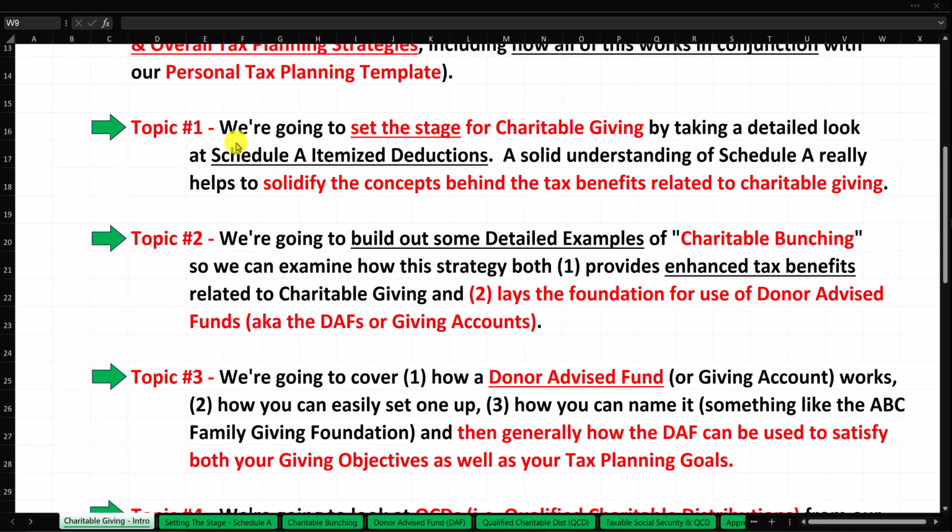So topic number 1, we're going to set the stage for charitable giving by taking a detailed look at Schedule A itemized deductions. A solid understanding of Schedule A really helps to solidify the concepts behind the tax benefits related to charitable giving. Topic number 2, we're going to build out some detailed examples of charitable bunching, so we can examine how this strategy both, number 1, provides enhanced tax benefits related to charitable giving, and number 2, lays the foundation for use of donor-advised funds, also known as DAFs or giving accounts.